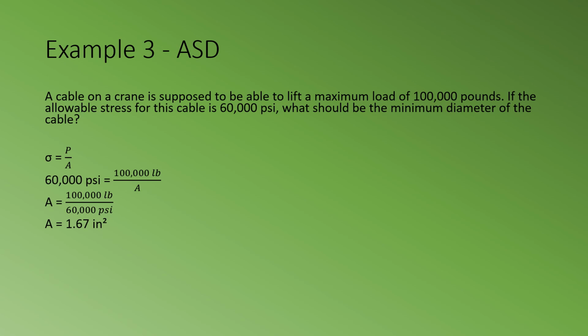However, the area of a cable is pi divided by 4 times the diameter squared. To be able to get the diameter, then, we have to take the square root of 4 times 1.67 inches squared divided by pi to get 1.4746 inches as our diameter.